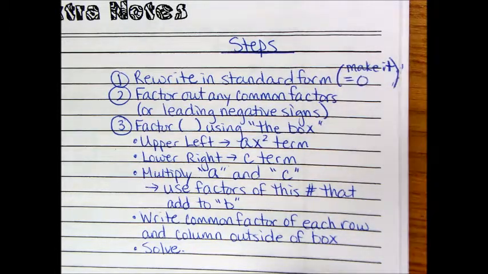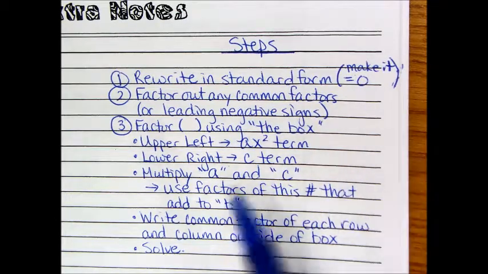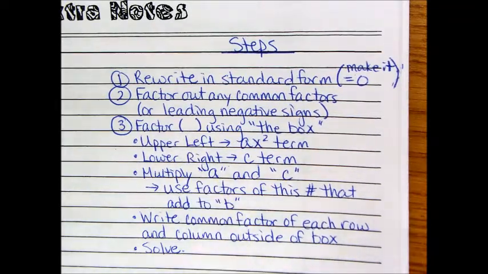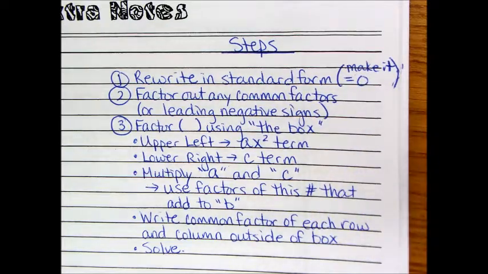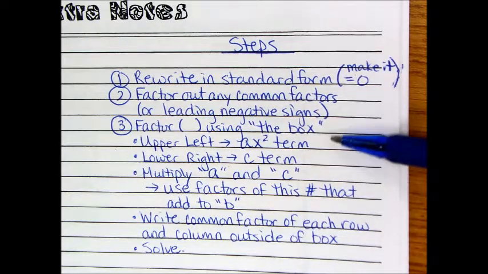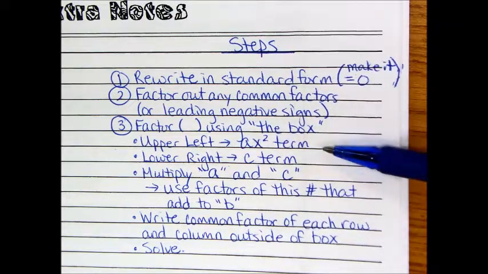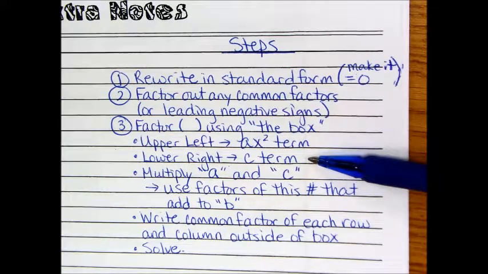So from that point, once we get it equaling 0 and factor out any common factors or negative signs, then we are going to factor it into those two sets of parentheses using the box method. So here's a breakdown of the box. The upper left-hand corner will always have the ax squared term written in it. The lower right-hand corner will always have the c term written in it.